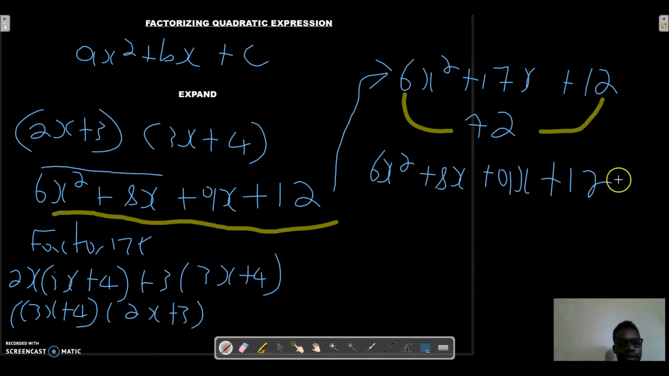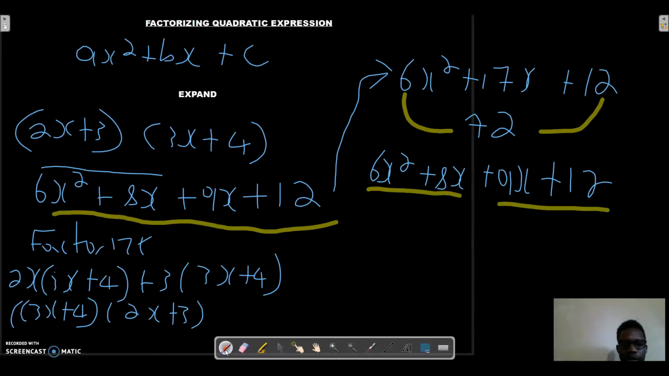Now 6 times 12 is 72. 8 times 9 is 72. And if we add 8 and 9, we still have 17. So we haven't changed the value of the expression. Now at this point, it takes us back to the step over here where we pair off the terms. So those two, and then we can factor out what is common between these two.